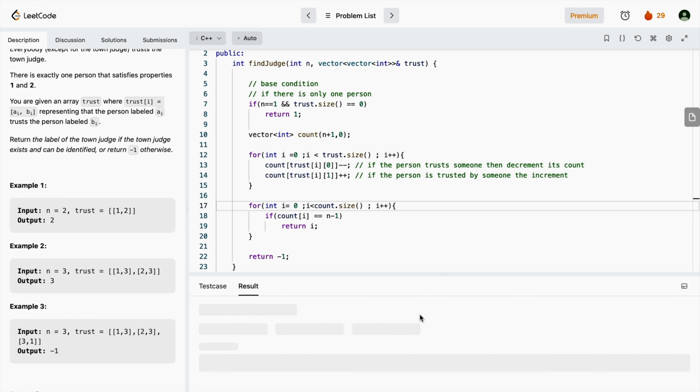We will just run it here. See, all the cases are working now. I will just submit it.